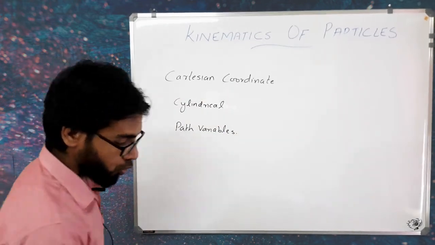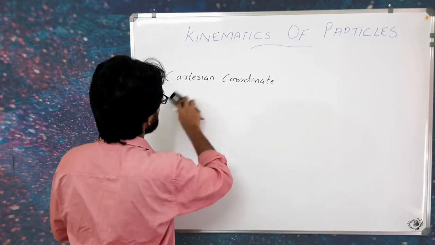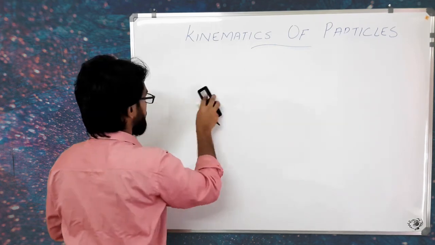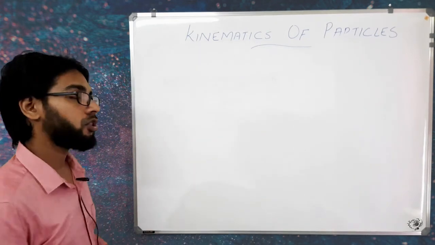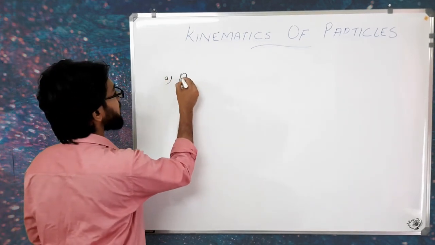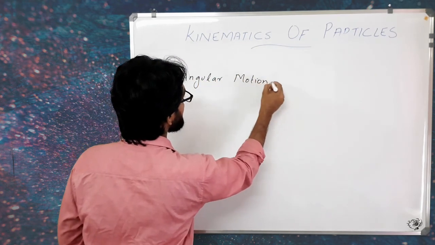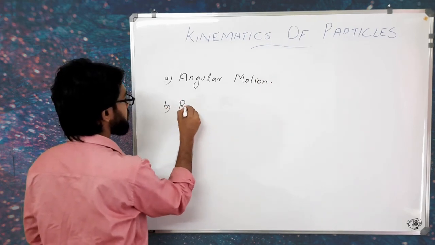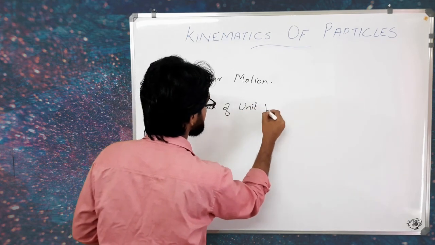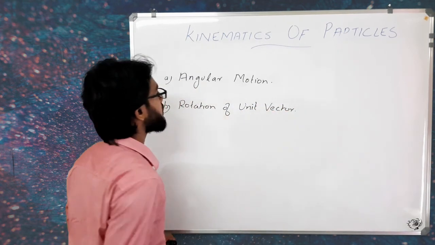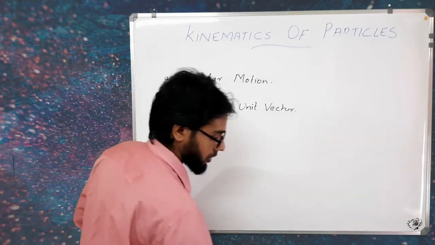Now, before we go on to the cylindrical coordinate system, I would like to introduce two basic concepts. The first is angular motion and the second is rotation of a unit vector. Angular motion as well as rotation of a unit vector. Let us come to the first topic.